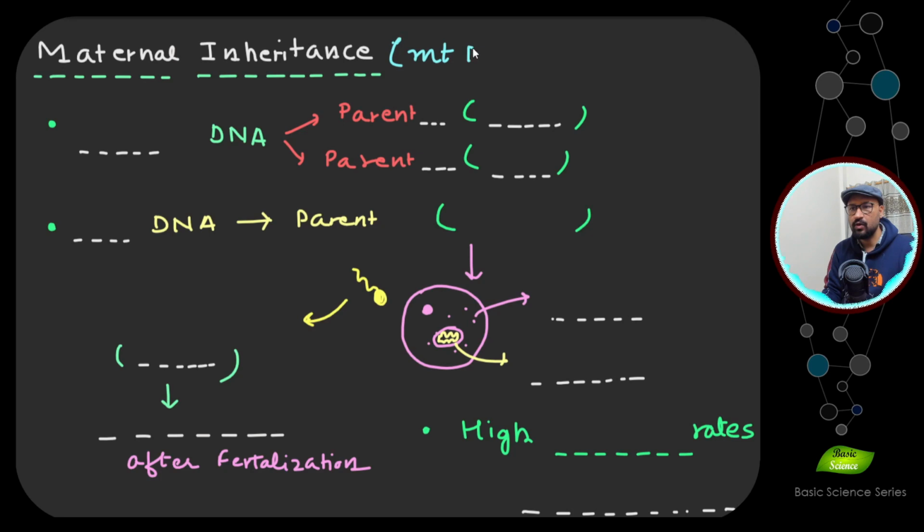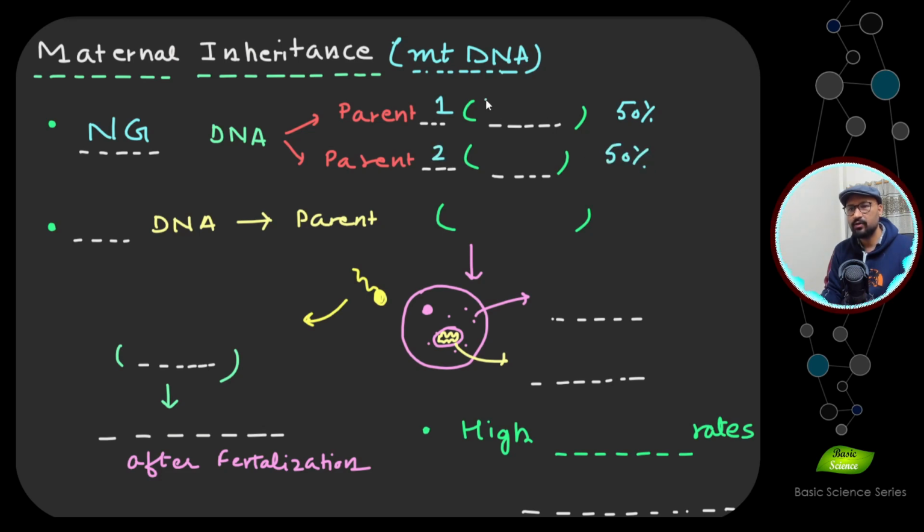Those who already know about mitochondrial maternal inheritance probably should know that mitochondria is basically coming from the mother side. So when we talk about nuclear chromosomes or nuclear genes or nuclear genomes, the DNA that is there is coming from, so the 50% is coming from one parent, and the 50% is coming from the second parent.